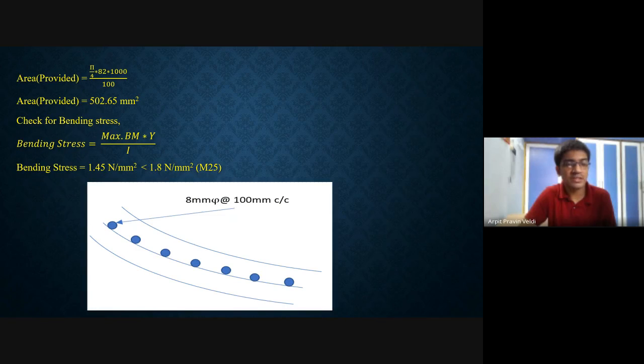Then we go for the bending stress check. Bending stress is equal to maximum bending moment into y upon I, where bending moment is 5.43, y is d by 2, that is 150 by 2, and I is bd cube by 12, that is 1000 into 150 cube by 12. So we got bending stress equal to 1.45 Newton per mm square, which is less than 1.8 Newton per mm square, hence safe. And the bottom figure you can see is reinforcement detailing.